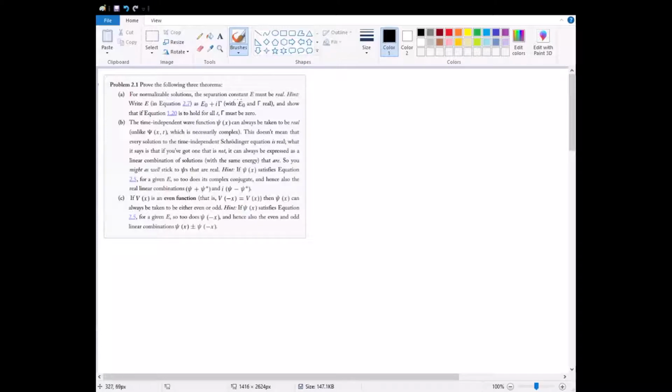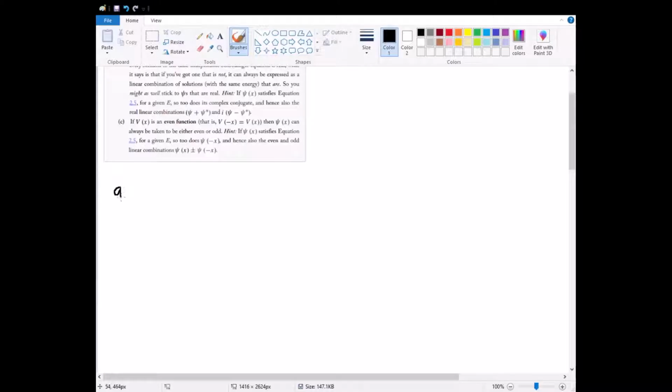First off, the fact that we're referring to a separation constant E implies that we are dealing with separable solutions. So let's write that out right away. Our psi of x comma t is going to be in the form of a separable solution, so it's equal to little psi of x multiplied by our exponential time function, e to the power of negative I E t, all divided by h bar.